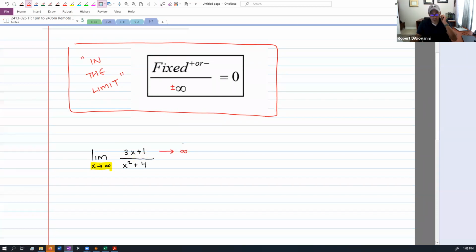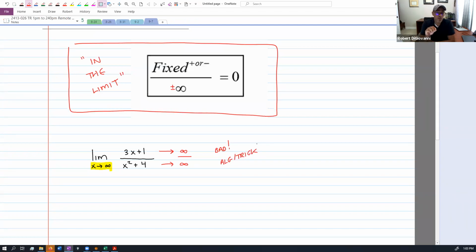And the denominator is also becoming infinitely large, because when we take a huge number and square it, it's still going to be huge. Actually bigger. And then we add 4, that's still big. So we get infinity divided by infinity. Now this is not 1, just like 0 over 0 wasn't 1. This is basically bad, okay?